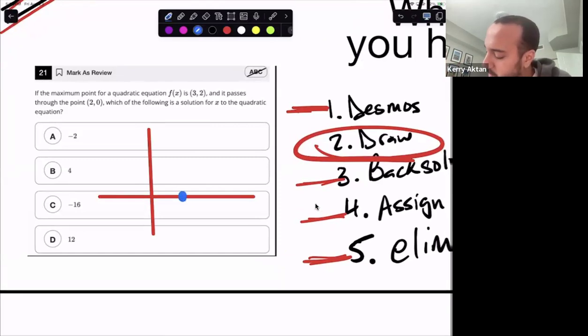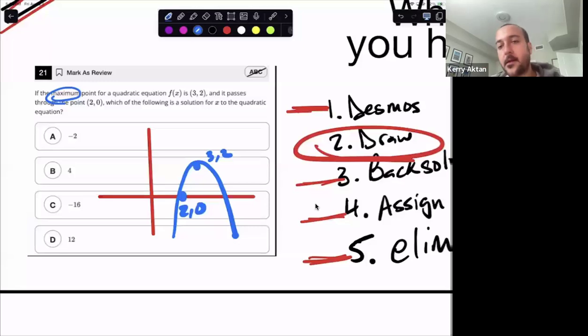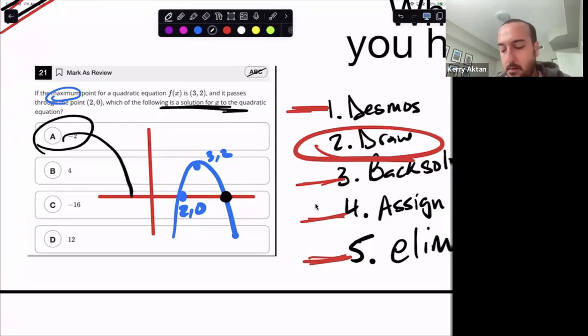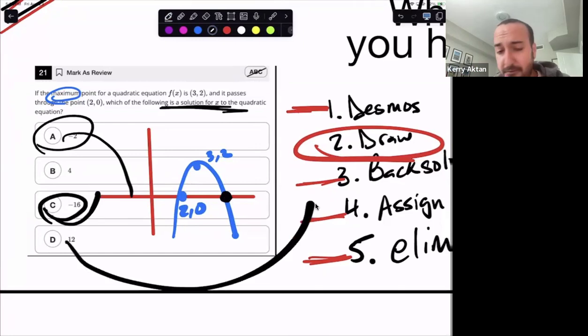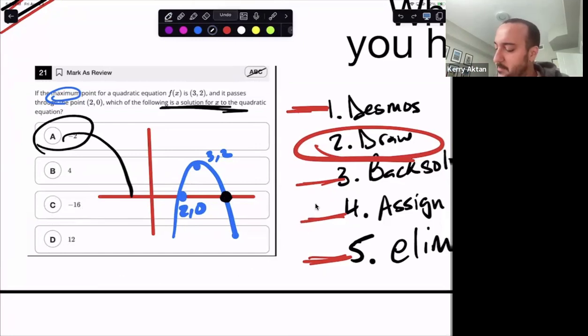If I draw an XY plane, I know it goes through (2, 0). I know that it goes through (3, 2). And I know that it's a quadratic facing down because it's a maximum. So I literally just followed everything they said. At that point, what's the other solution here? What's the other x value? Gun to my head, if I had to choose an answer, is it going to be -2? -16? 12? No, man, it's going to be 4.